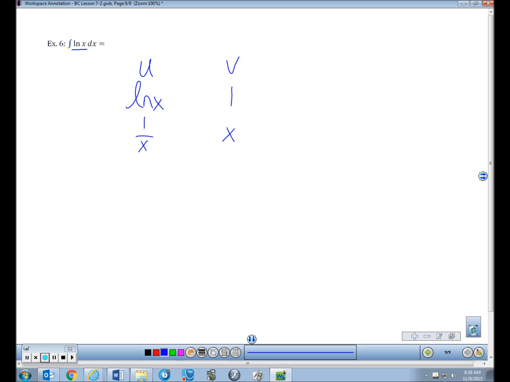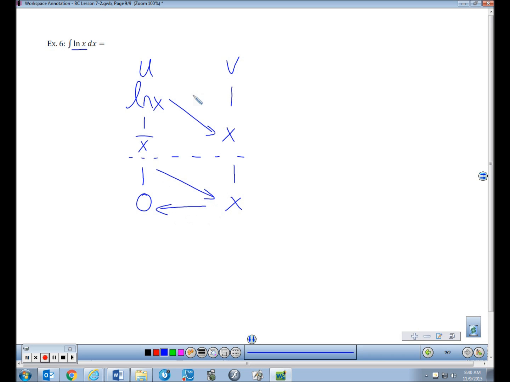Now at this point, we could stop or we could borrow. I'm going to go ahead and borrow. I'm going to bring the 1 over x over to the right side. That's going to leave me with a 1 over here. And when I bring 1 over x on the right side, 1 over x times x is also 1. Now the derivative of 1 is 0, and the antiderivative of 1 here is x. I have achieved 0, so I'm going to stop there.